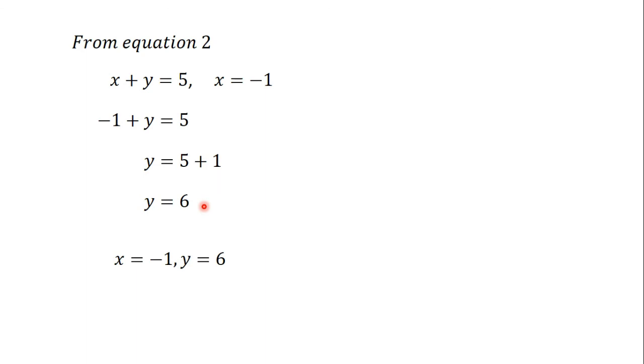So using the elimination method, we have been able to find x to be minus 1 and y to be 6. So with these two equations, we solve them simultaneously, and x is equal to minus 1, y is equal to 6.